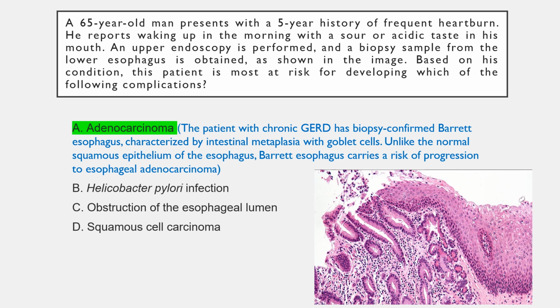The correct answer is A. Adenocarcinoma. This patient has chronic gastroesophageal reflux disease and has biopsy findings of intestinal metaplasia with mucus-secreting goblet cells that confirm a diagnosis of Barrett's esophagus. A normal esophagus would show solely non-keratinized squamous epithelium. Barrett's esophagus can develop into esophageal adenocarcinoma.